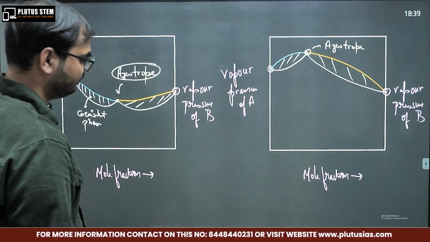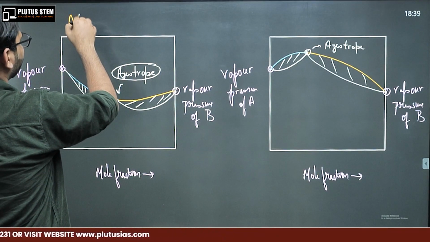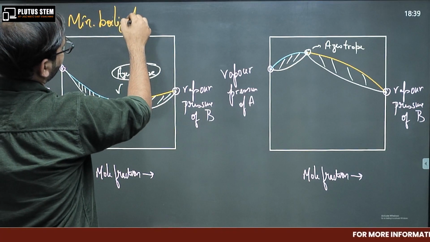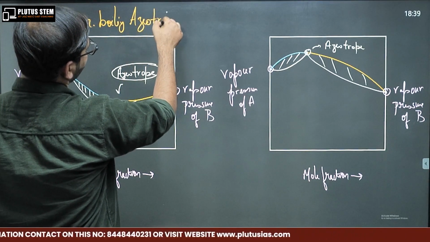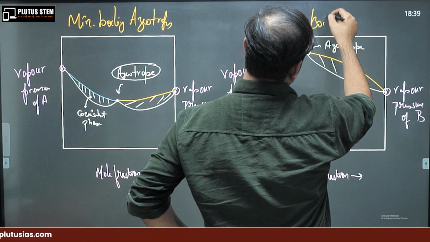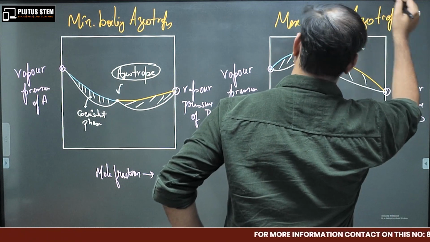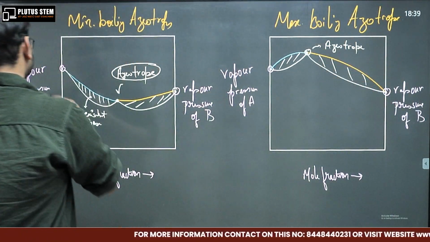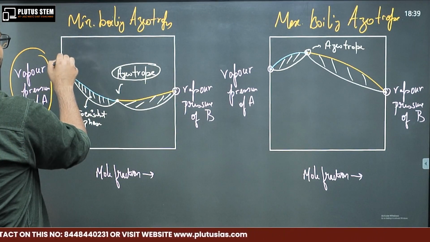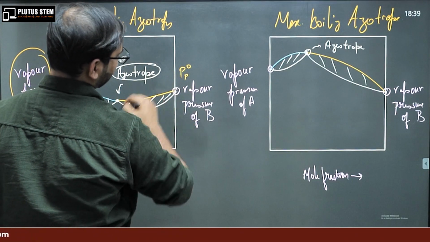Based on that, we have two different graphs. This graph corresponds to minimum boiling azeotropes, while this one corresponds to maximum boiling azeotropes. Now, let's say this is your species A which has some vapor pressure. This is the pure vapor pressure of species A, and you can also call it P0A. This is the pure vapor pressure of species B.